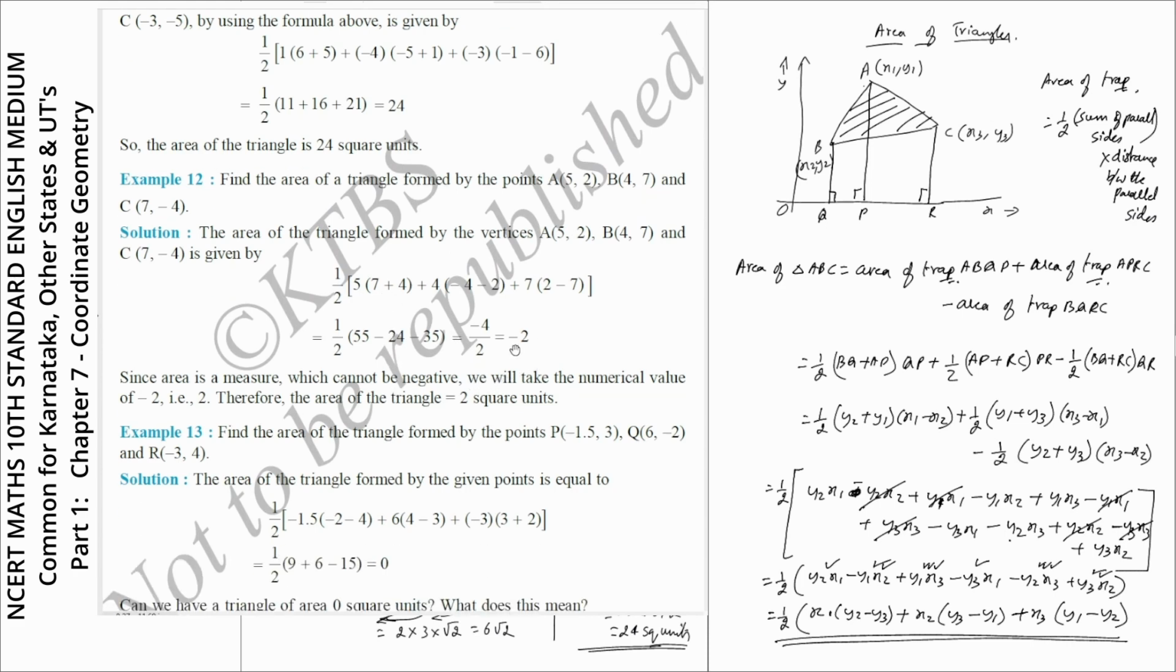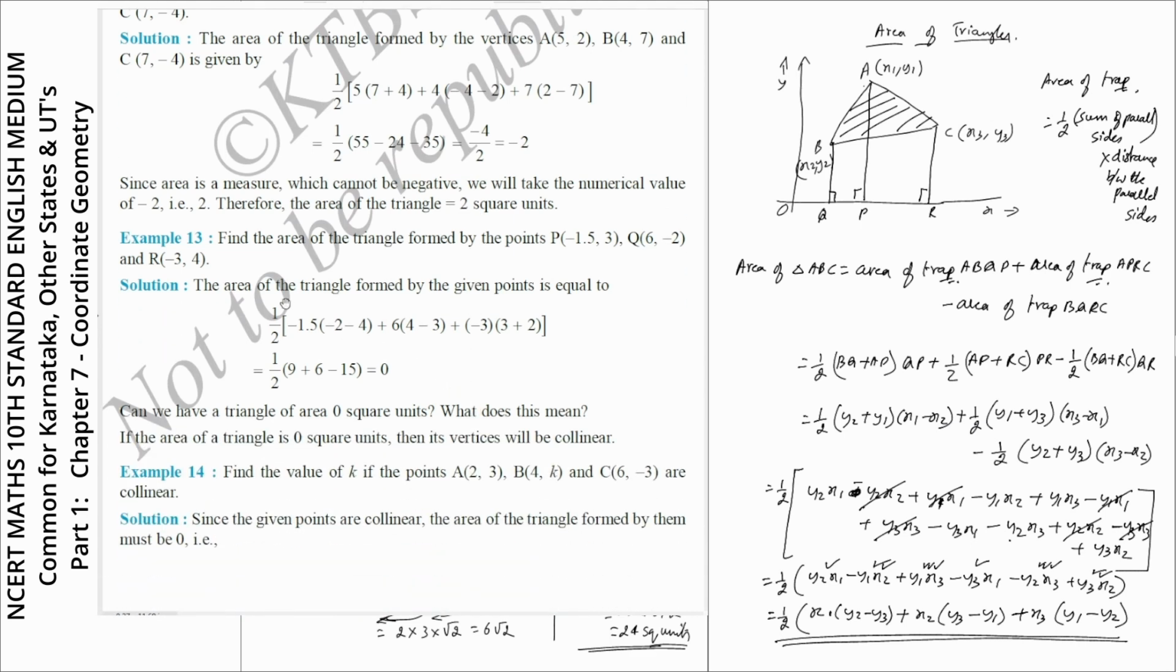So here see, area they are getting minus 2 square units, but area can't be negative, therefore they will take positive. Okay. And this question also is a direct question. Find the area of the triangle formed by the points P, Q and R. Just substitute the values of x and y in the given formula. You will get the, okay, here area they are getting 0. Okay, if area is 0, then what it means, all the 3 points are in a straight line.